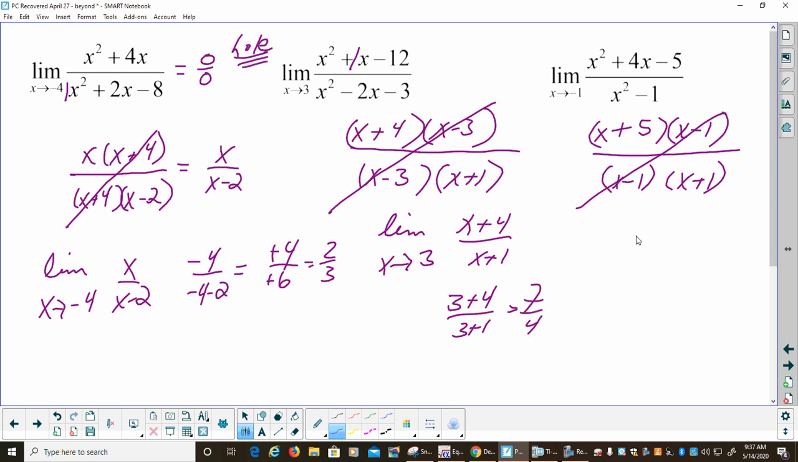This can cancel out. So we have x plus 5 over x plus 1. Now I'm taking the limit. I might as well erase that since I went too far with it. The limit as x goes to -1. When I fill in -1, notice it's still not going to work. So I've got 4 over 0. That's undefined. So you'd write does not exist.